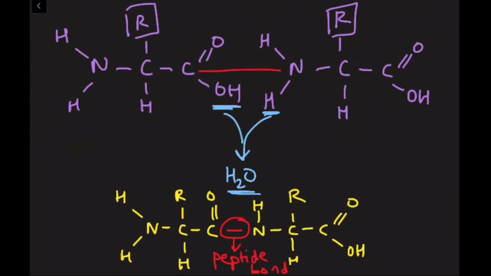Now, if you're given a molecule and you have to identify if it's a polypeptide, all you have to look for is the backbone NCC, NCC. If the molecule has a backbone of nitrogen, carbon, carbon, and so on, then that means it's a polypeptide.